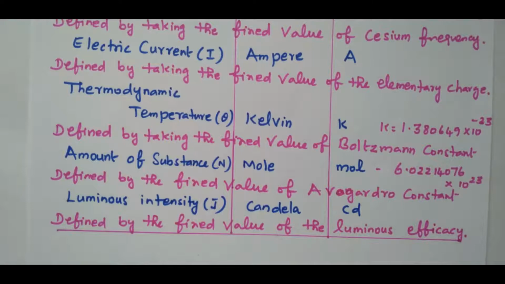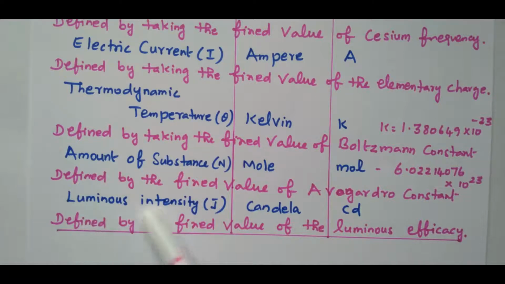The next one is amount of substance. The unit is mole, symbol is mol. What is that amount of substance? How is it defined? By the fixed value of the Avogadro constant. So this Avogadro constant will define the amount of substance.